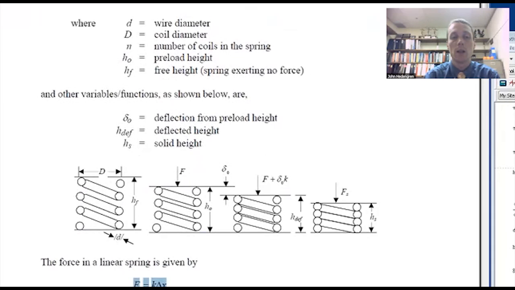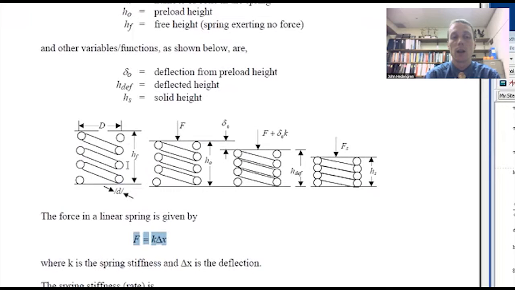So yeah, you just use this equation down here, and delta X is going to be HF minus H0 times K, and K was your spring constant that you defined. That's a function of coil diameter and also wire diameter as well. That's your spring constant. Delta X is HF minus H naught. Okay, so let's go back into the model and define that.